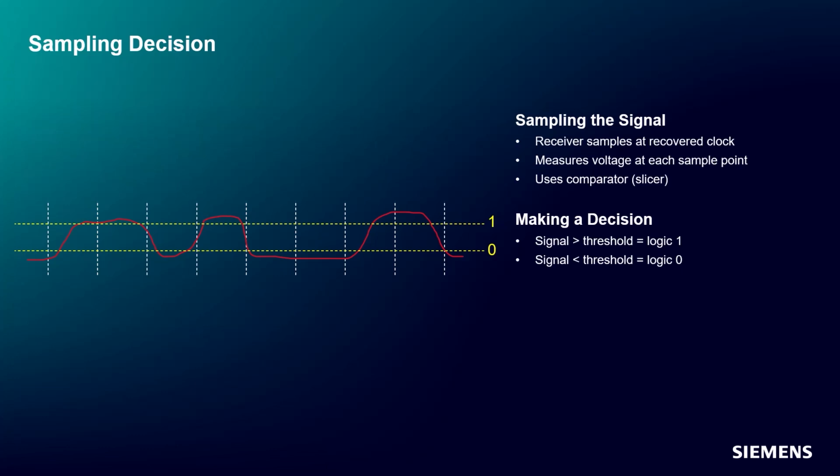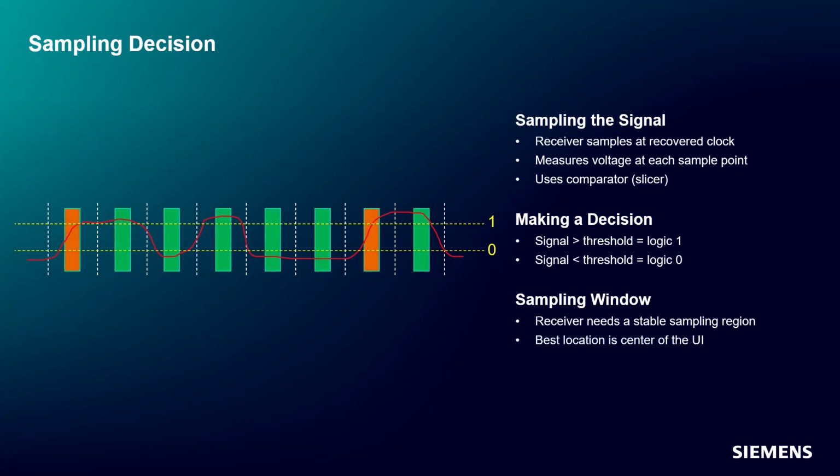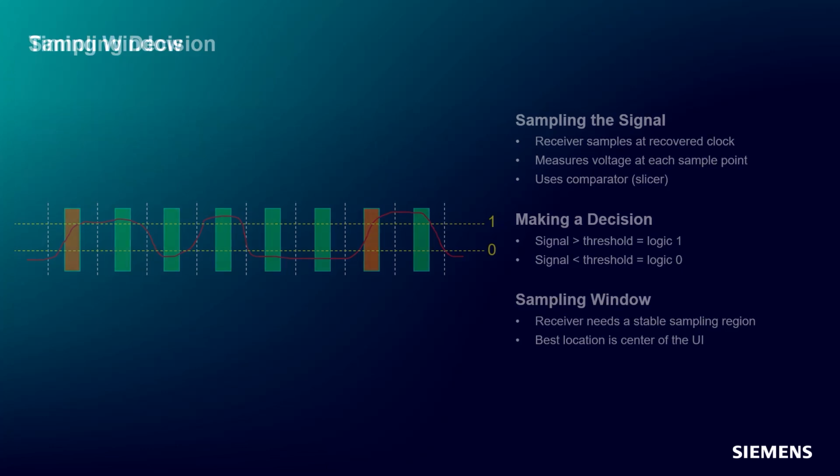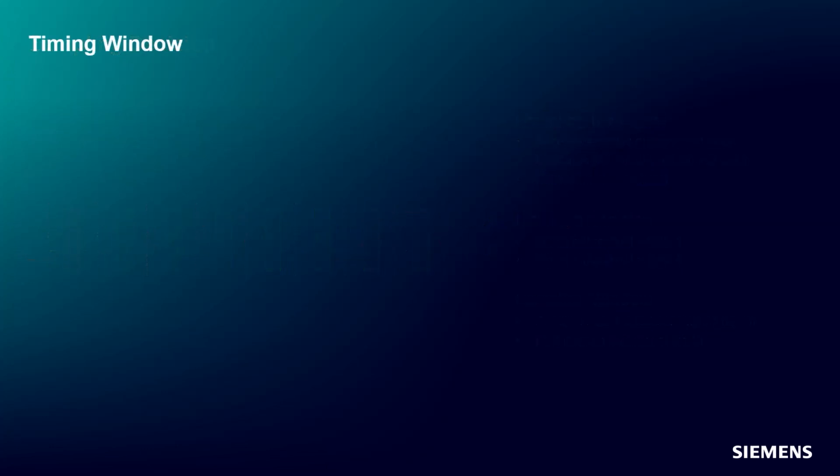To better understand why timing is so critical, it helps to think about something called the sampling window. When the receiver samples the signal, it is trying to make that decision at a point in time where the waveform is most stable and farthest away from uncertainty. Ideally, that point is at the center of the unit interval, where the voltage difference between a logical 1 and 0 is the largest. I'm going to use images of eye diagrams to explain what the timing window is.